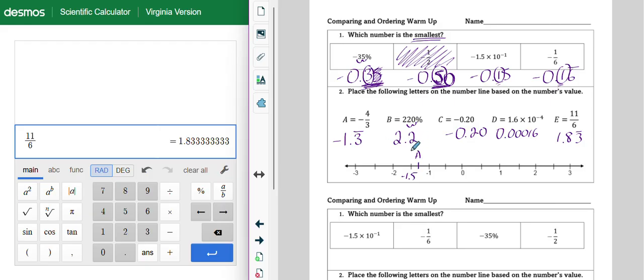B is 2.2. So 2 and a little bit. It's not bigger than 2.5. It's going to be somewhere in between there. I'm going to say it's right there. Negative 0.20. So this is negative 0.5. It's halfway in between 0 and negative 1. Negative 0.2. It's not quite as small as negative 0.5. Oops, started writing the number.